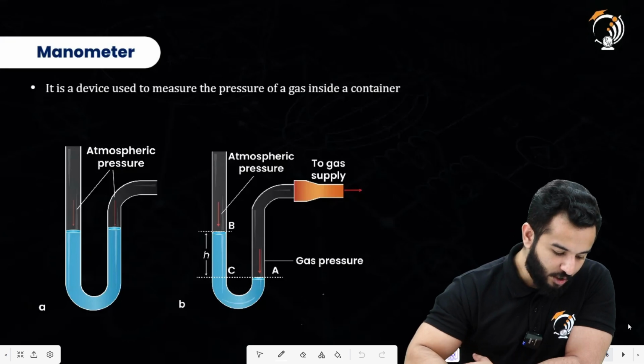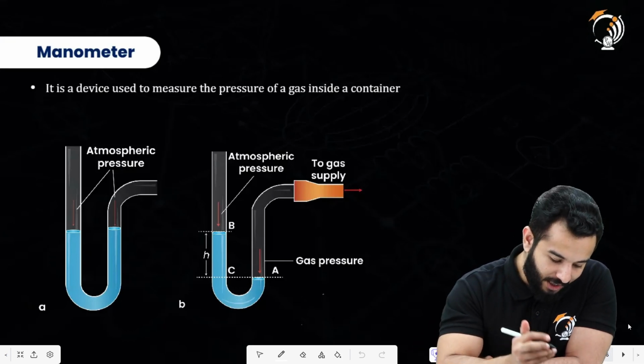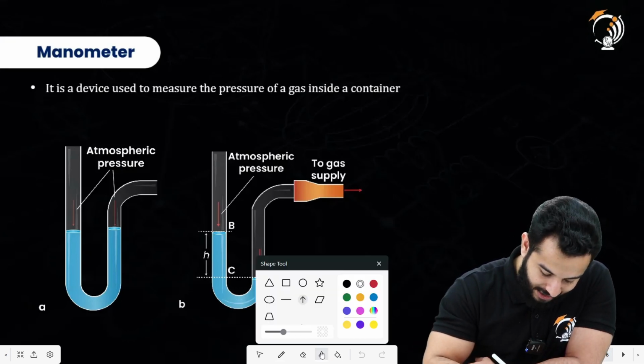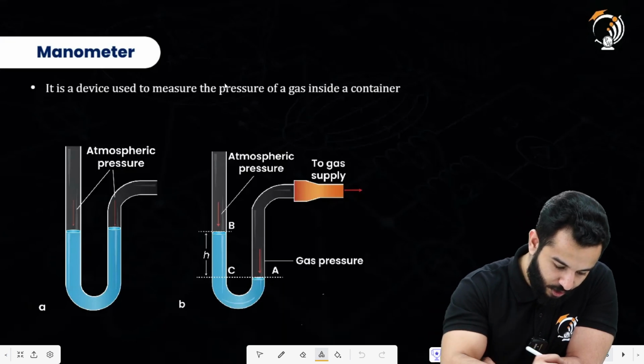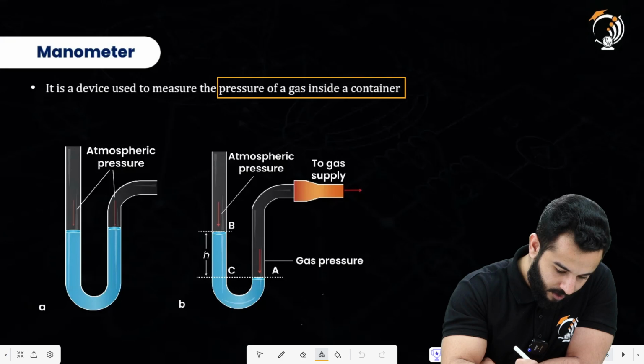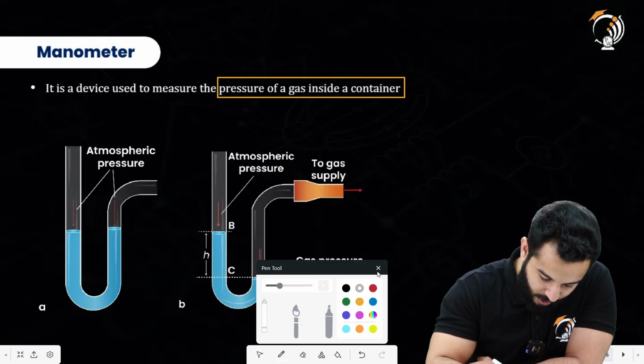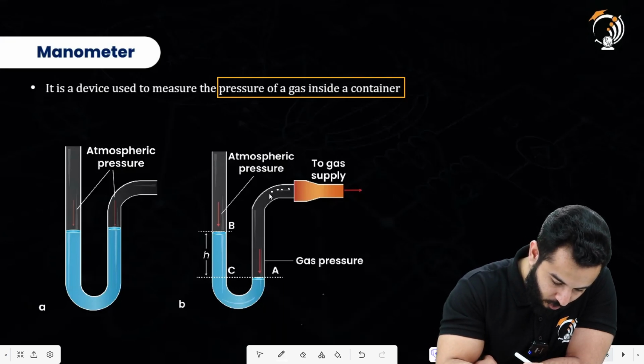For example, the first one is the manometer. A manometer is used to measure the pressure of a gas inside a container. So this is the definition. Now for this one, let's suppose that we have gas over here. We have gas filled in this path, right?